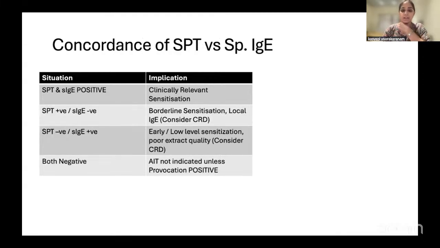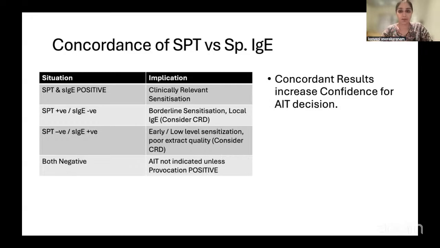Concordance of specific IgE versus SPT: if both specific IgE and SPT are positive, there is a clinically relevant sensitization. If SPT is positive and specific IgE is negative, there is a borderline sensitization, and we should definitely look into the possibility of local IgEs. If specific IgE is positive and SPT is negative, there is still an early or low level of sensitization. But if both are negative, allergen immunotherapy is not indicated unless the patient has undergone a provocation test that is positive. Concordant results increase the confidence for the decision of immunotherapy. But when both are available, use the clinical history as the tiebreaker in such scenarios.